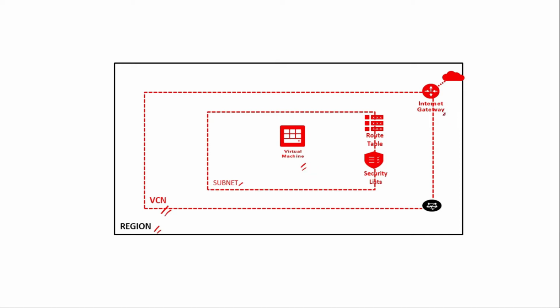We will be attaching an internet gateway to access internet. We will be associating a route table towards internet gateway for the internet, and will also add a security list to filter the traffic based on IP address and port number. Let's get into the console and do it practically.